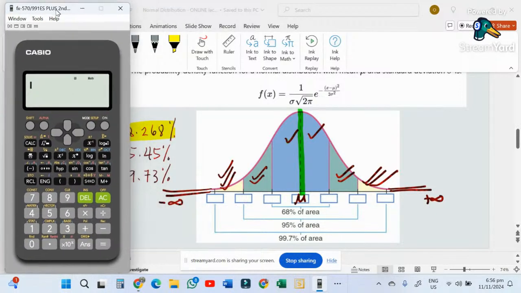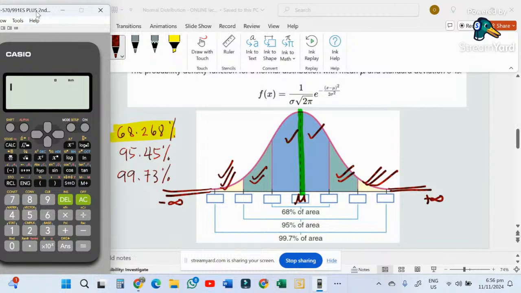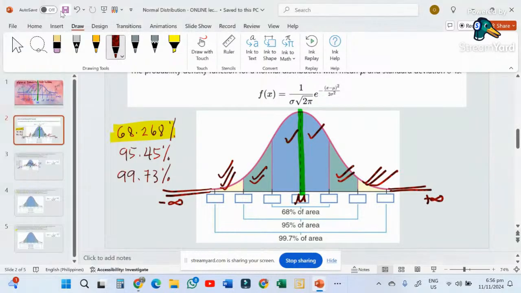I just want to move this one here, the calculator. Okay, so if we have 68.268, you divide that by 2, then you have 34.134 on the blue line, or on the blue area.